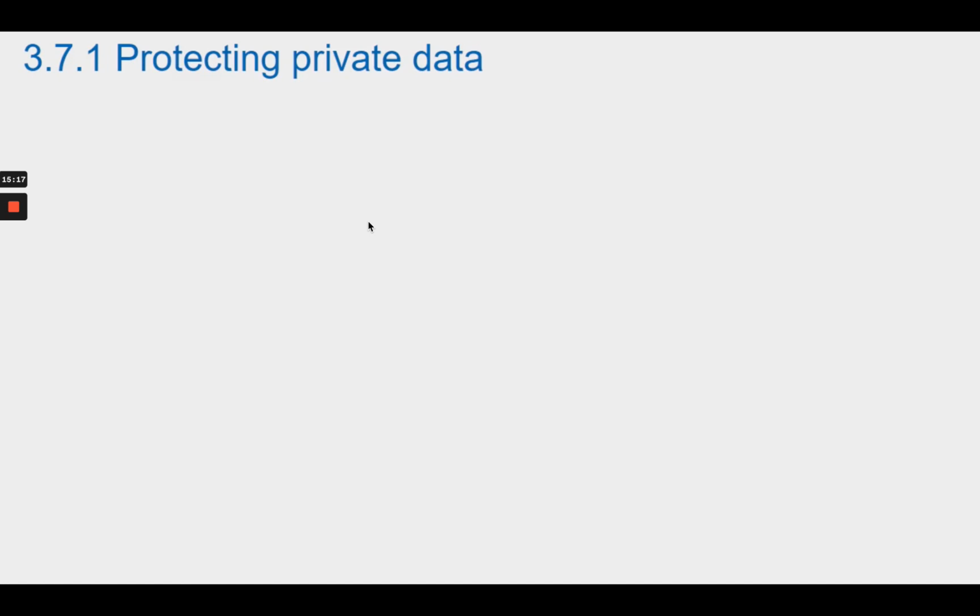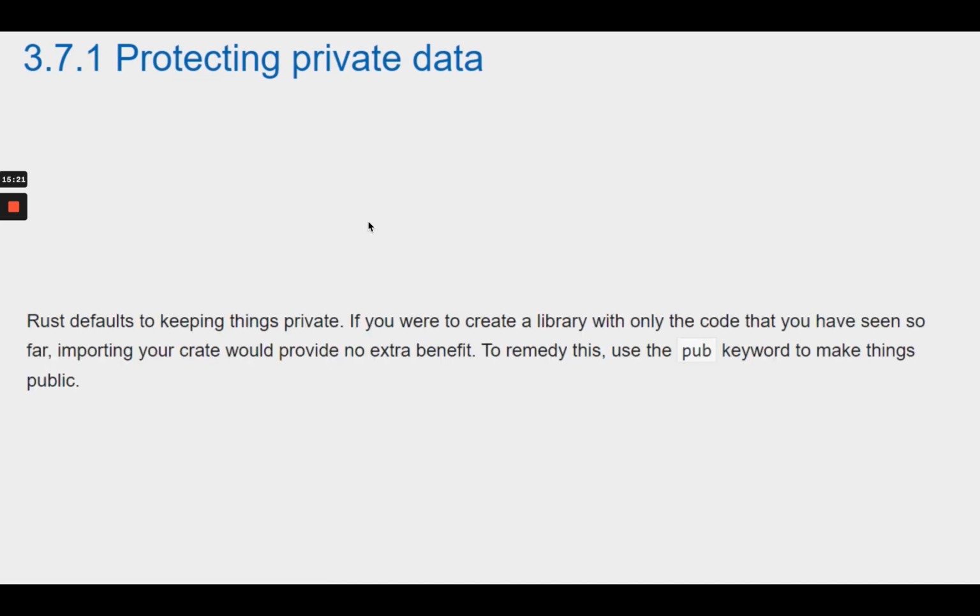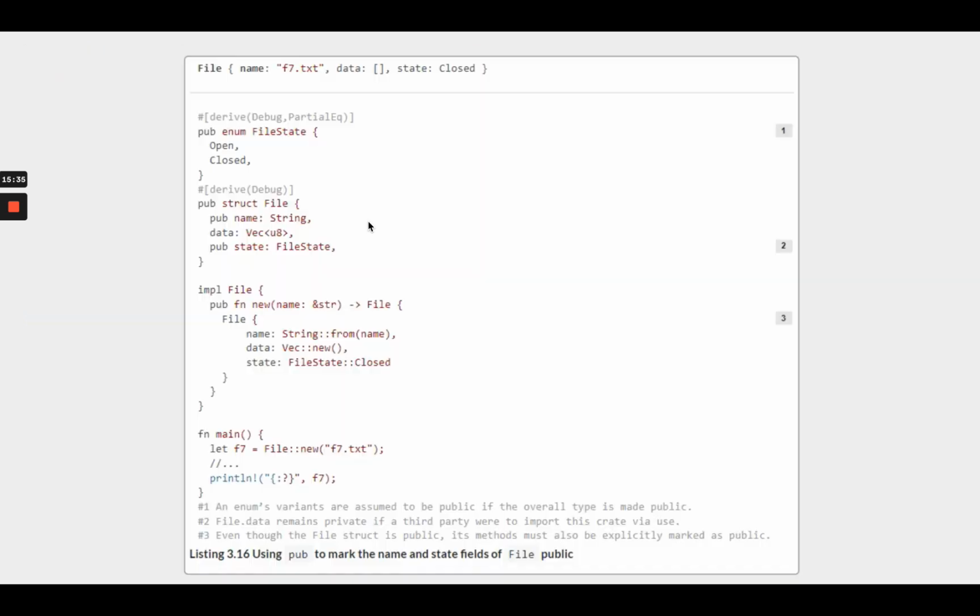Section 3.7.1, Protecting Private Data. Rust defaults to keeping things private. If you were to create a library with only the code that you've seen so far, importing your crate would provide no extra benefit. To remedy this, use the pub keyword to make things public. Listing 3.16 provides a few examples of prefixing types and methods with pub. As you'll note, its output is not very exciting.